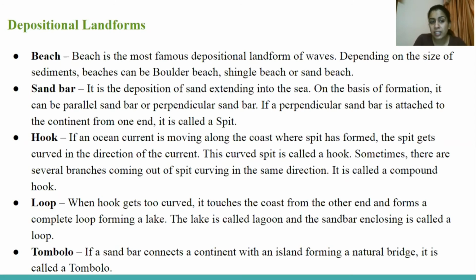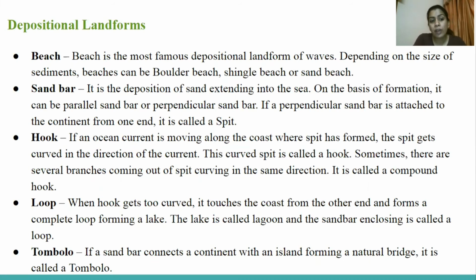Sandbar. It is the deposition of sand extending into the sea. On the basis of formation, it can be a parallel sandbar or a perpendicular sandbar. If a perpendicular sandbar is attached to the continent from one end, it is called a spit.